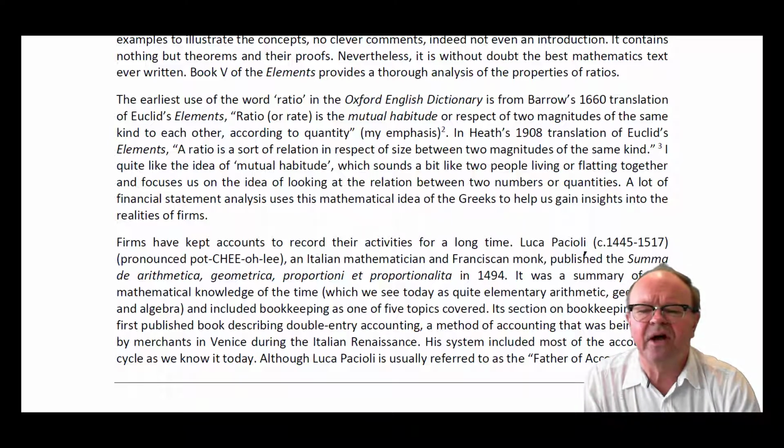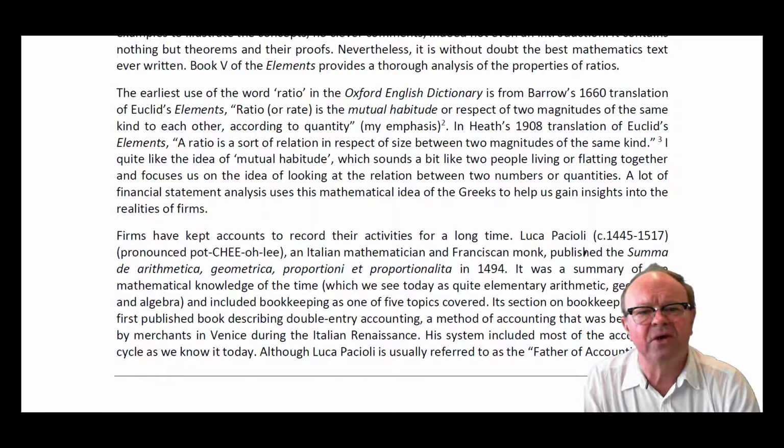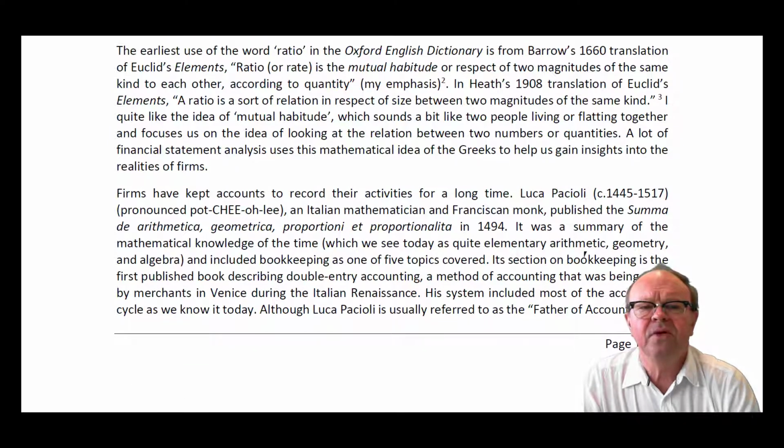Book 5 of the Elements provides a thorough analysis of the properties of ratios. The earliest use of the word ratio in the Oxford English Dictionary is from Barrow's 1660 translation of Euclid's Elements. Ratio or rate is the mutual habitude or respect of two magnitudes of the same kind to each other, according to quantity. In Heath's 1908 translation of Euclid's Elements, a ratio is a sort of relation in respect of size between two magnitudes of the same kind.